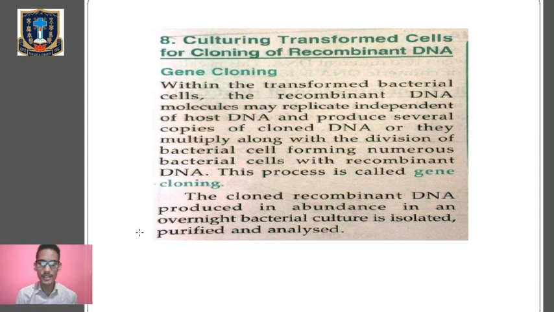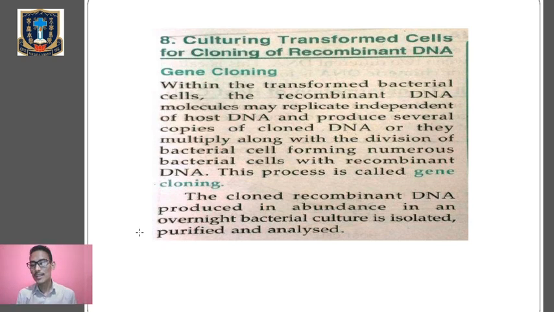cloning of recombinant DNA. So here we have to go for the gene cloning. So what we are doing is that we have created the recombinant DNA, we have inserted it into the host cells, into the host DNA. Once the recombinant DNA enters the host cells, let's say E. coli cells, that recombinant DNA can replicate, can multiply independently within the body of host cells, and when they replicate independently within the body of host cells, they will produce numerous copies of recombinant DNA, and this process is called gene cloning.